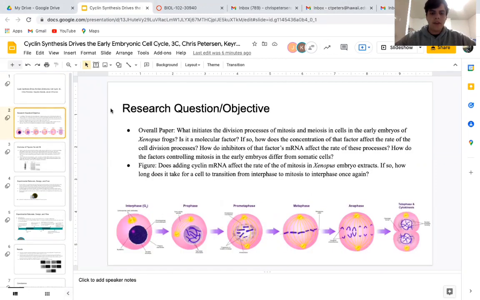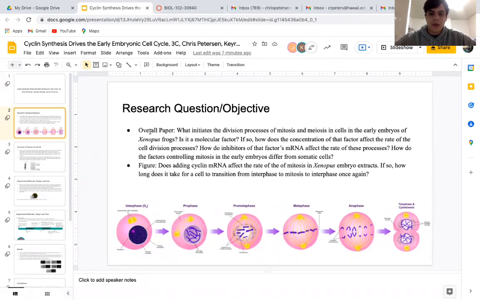This slide contains all the research questions, or objectives, from both the figure and the overall research paper. The questions from the research paper are quite a few, and they all consist of what initiates the division processes such as mitosis and meiosis, mainly mitosis, in cells in the early embryos of Xenopus frogs, which are also known as African clawed frogs. Is it a molecular factor that drives these processes? And also, if so, how does the concentration of these molecular factors affect the rate at which these cells divide?